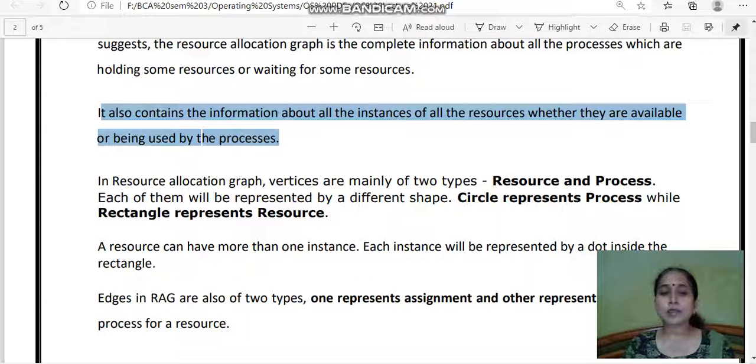In a resource allocation graph, because it is a graph, obviously it is going to be a set of vertices and edges. What will be the vertices in this? The processes and the resources. Generally, in any graph, vertices are just nodes, which are represented by circles. But this is a special kind of graph where vertices will be in two shapes.